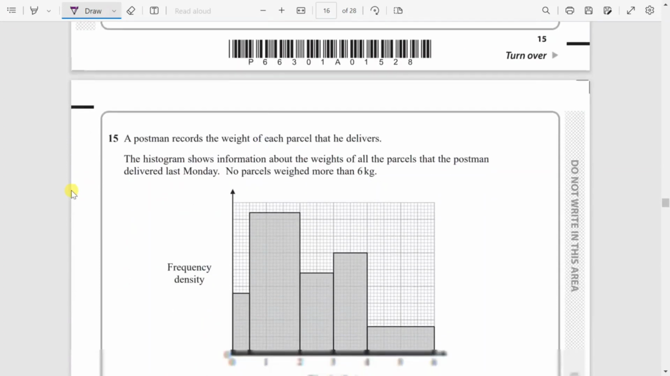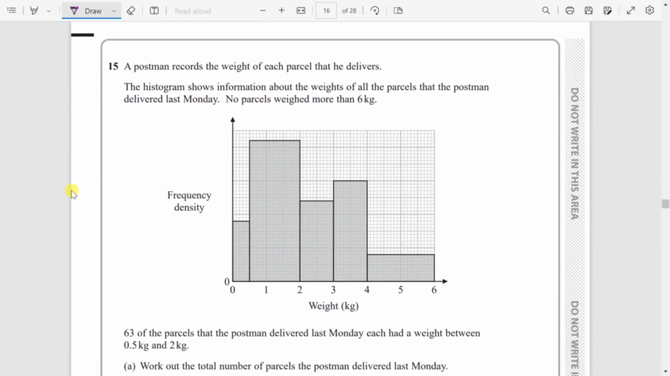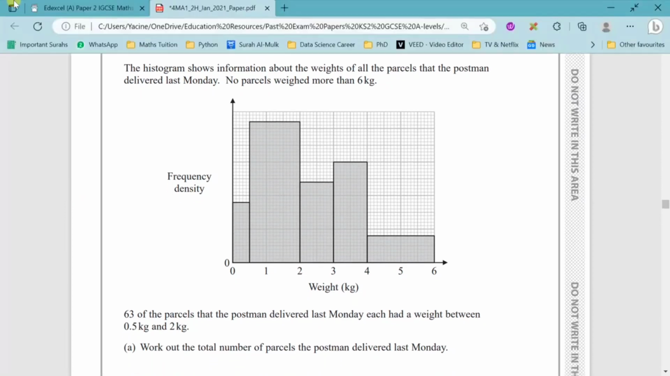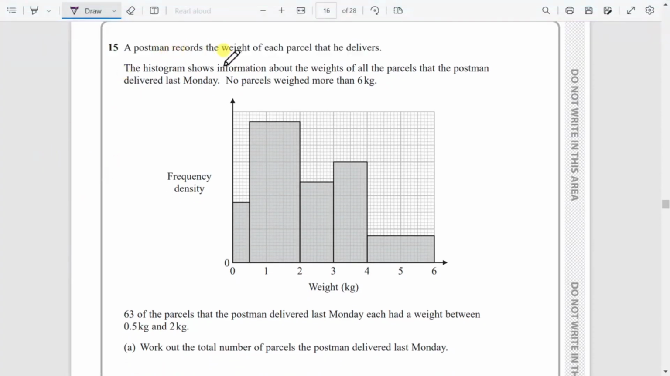Wow. No breaks. This is actually ongoing recording, no breaks. 15. So a postman records the weight of each parcel that he delivers. The histogram shows information about the weights of all the parcels that the postman delivered last Monday. Okay, so this is just the last Monday question. No parcels weighed more than 6 kg. That's good to know. So it means the cap's at 6. There's no hidden 7 or 8 or 9.